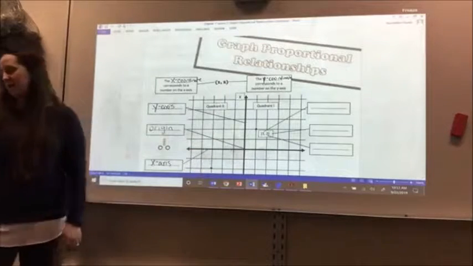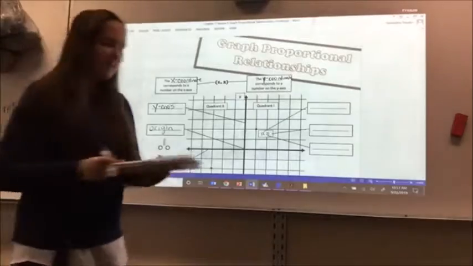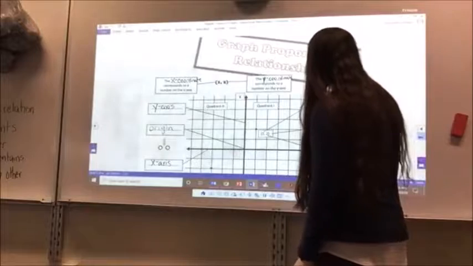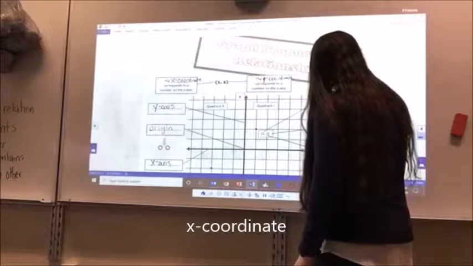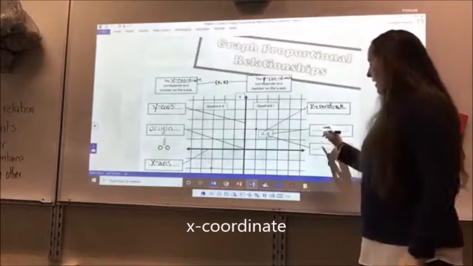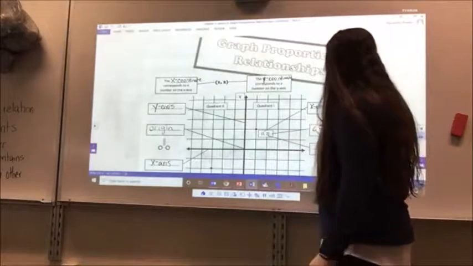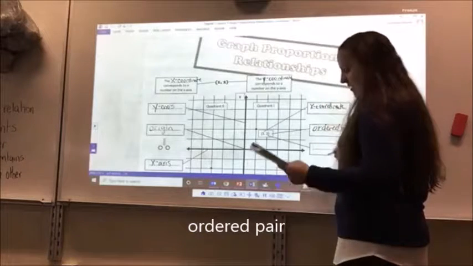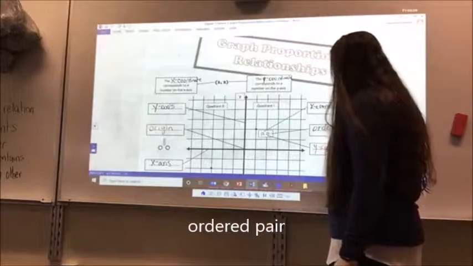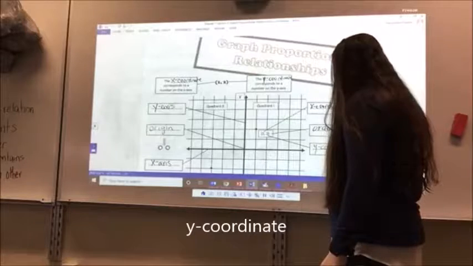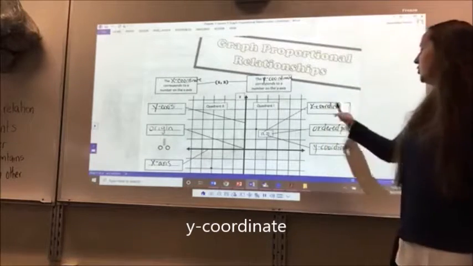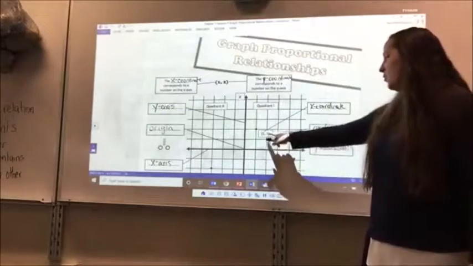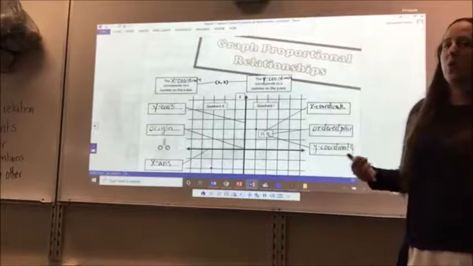In this blank, you're going to write x coordinate. And then in this blank, ordered pair. And in this blank, you're going to write y coordinate. So the x coordinate is the first, the y coordinate is the second one, and then the two of them together are called an ordered pair.